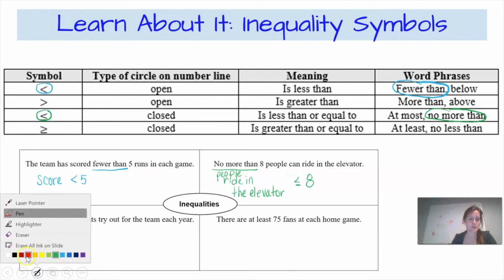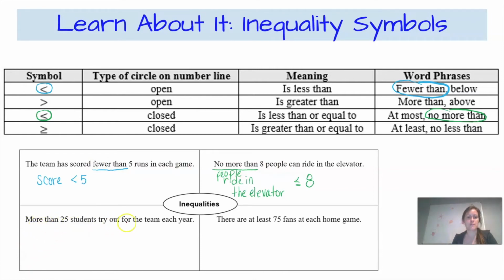The next problem that we're going to look at says more than 25 students try out for the team each year. So maybe there are 40 students, more than 25, or 30 students try out for the team. The phrase more than is what clues me in that the numbers need to be greater than 25. So more than is up here in the greater than row, excuse me. So the students that try out for the team needs to be greater than 25.